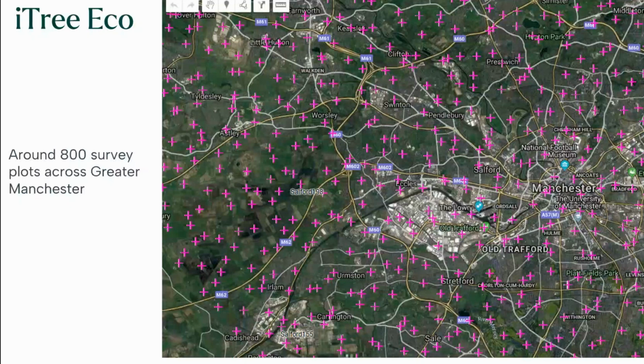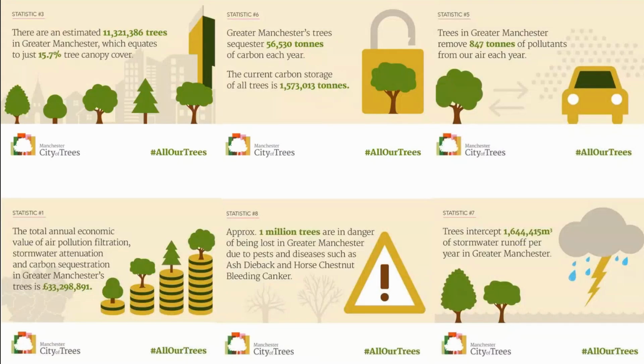All of that information is fed into the iTree Eco sausage machine, and out of that then comes some really, really useful information that we were able to use to communicate. So this went in all of our comms. We were able to prepare plans for each of the districts and for the Greater Manchester Combined Authority as well, to really explain what that canopy is doing and what that means for us in cash terms as well.